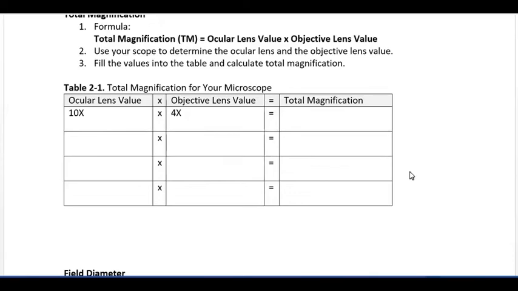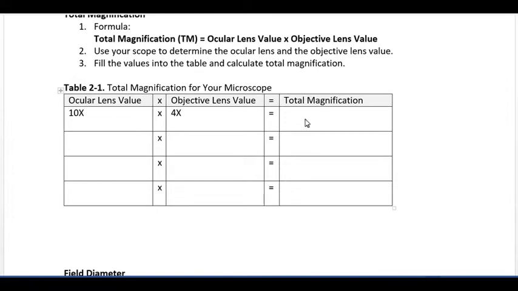Hello there, and welcome to a short video that goes through field size calculation and cell size estimation. So I just quickly want to review calculating total magnification and go through the objective lens values because you'll use those when you perform those calculations.